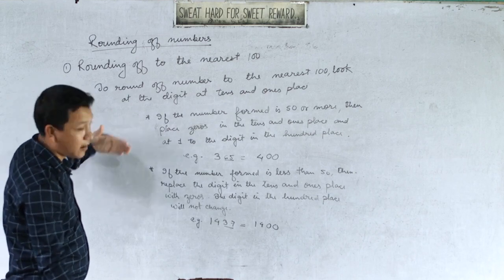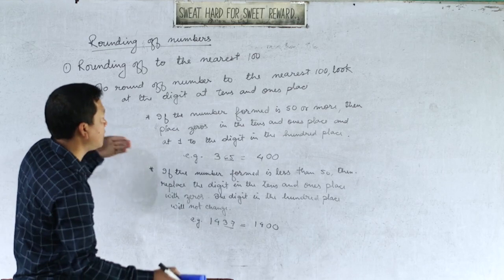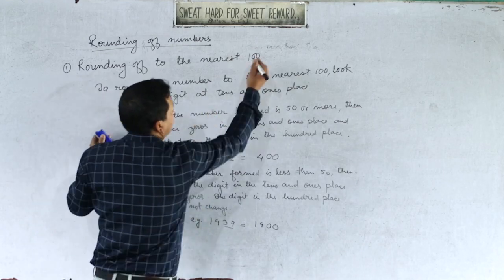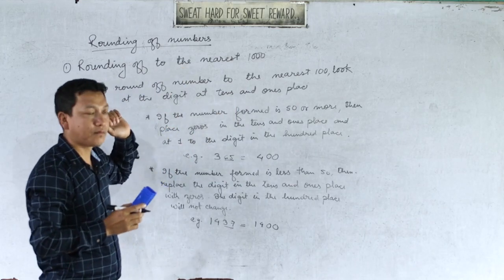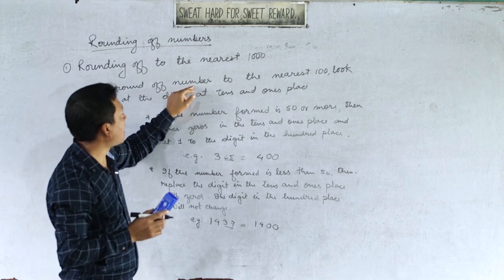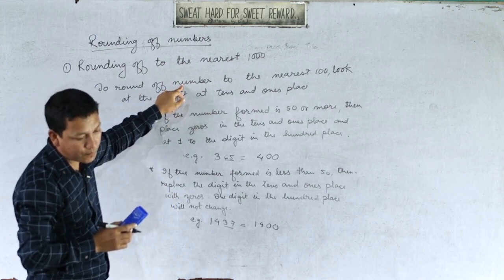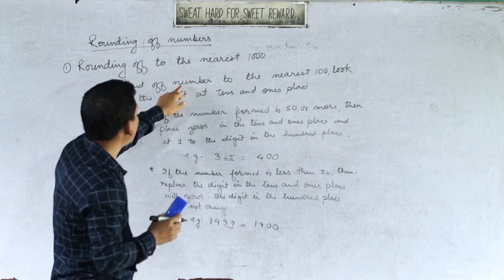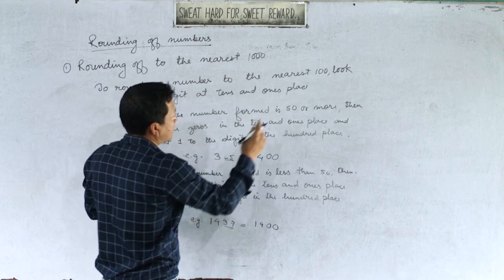Now the next last portion. Rounding off to the nearest 1000. The way to round off a number to the nearest 1000.